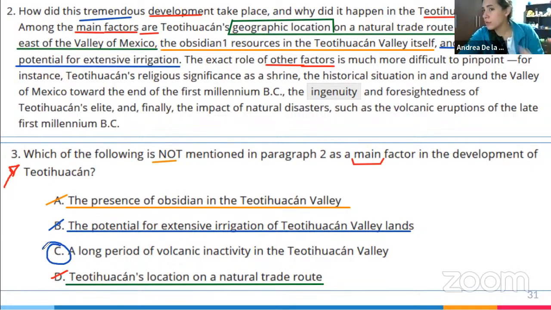Now, you guys can do this very quickly, but you just need to pay attention to the information. It has to be completely correct. You need to make sure that you read only what is necessary, because you will be wasting your time if you continue reading after this, right? Because then they talk about other factors and they are just mentioning main factors. So maybe one of the other factors is the long period of volcanic inactivity, maybe. But we don't care about that because the question asked for the main factors, not for the other ones.